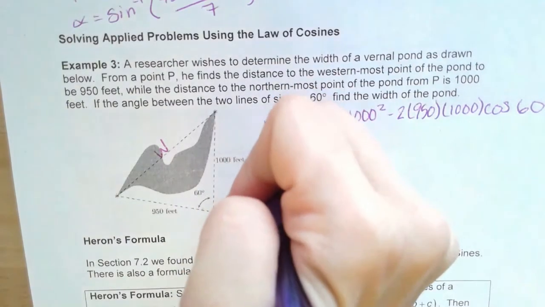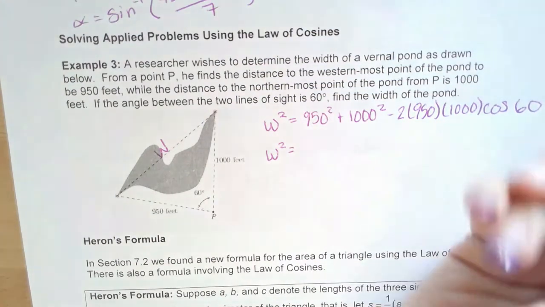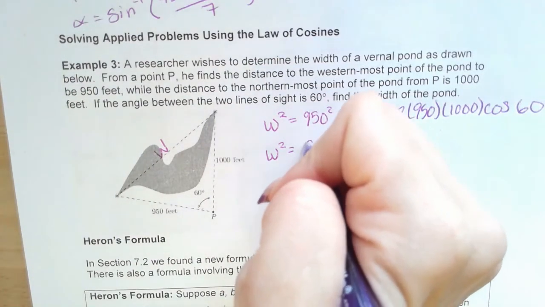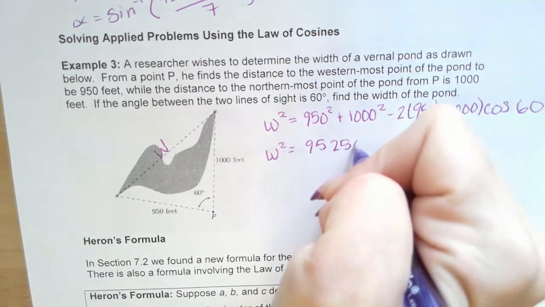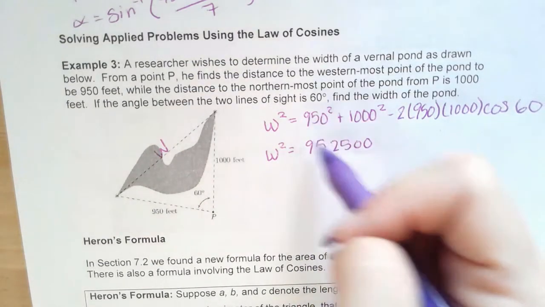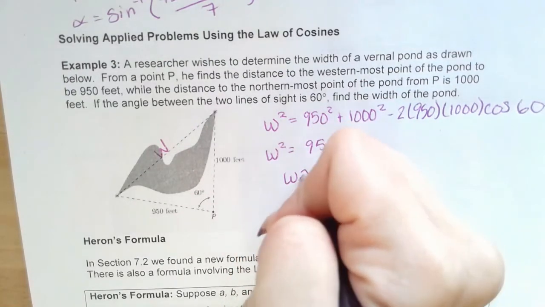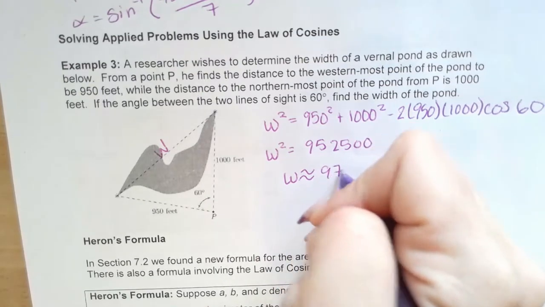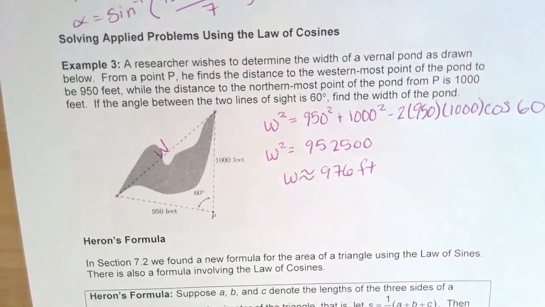Now, of course, think about this, guys. When we do this in the calculator, it is not our final answer because it's W squared. So W squared is 952,500. Now, if you wanted to do it ahead of time, you could have done the square root with this. Either way, we should get that the width is approximately 976 feet. Not that bad.